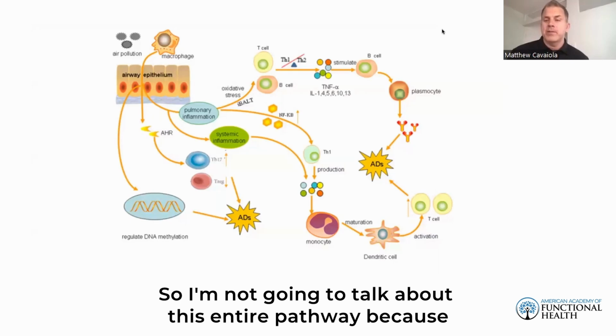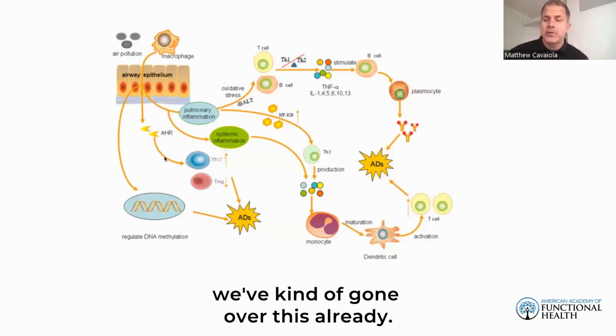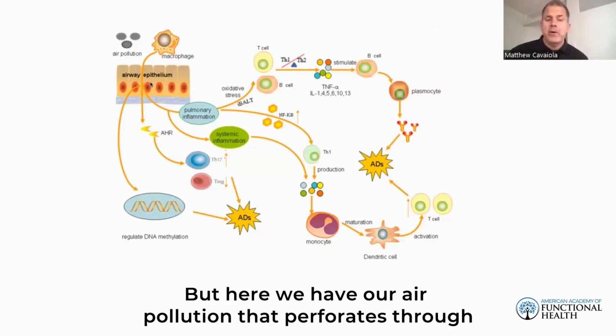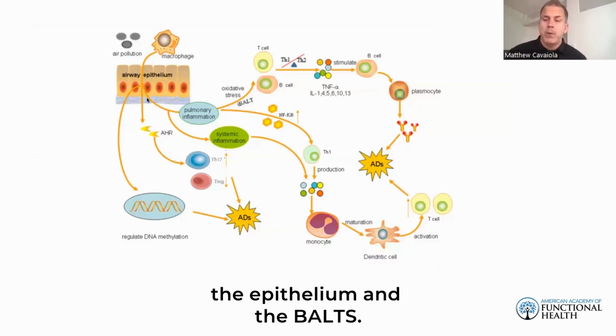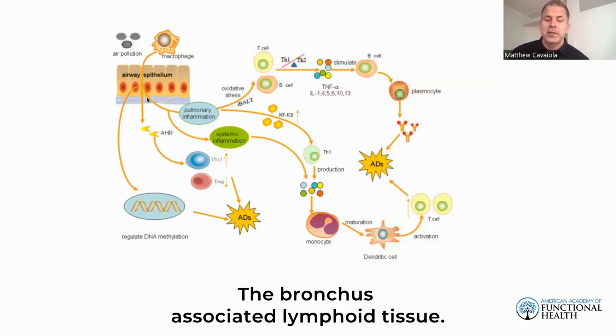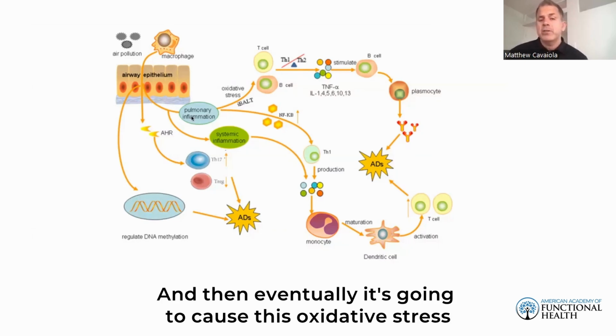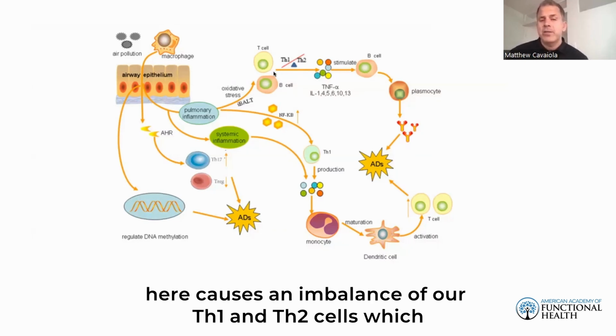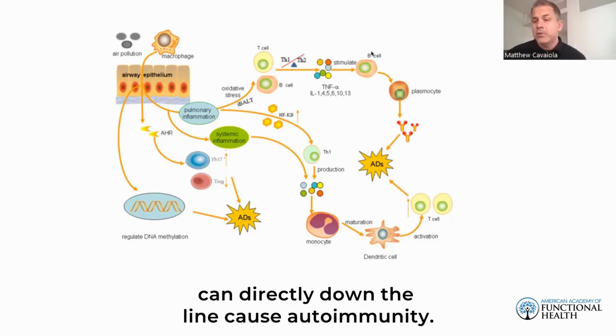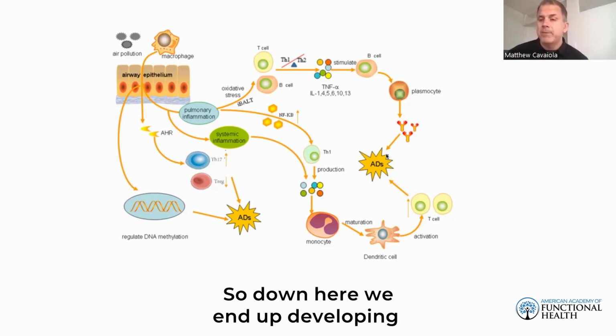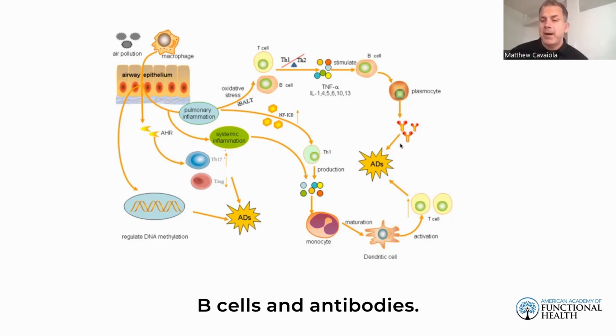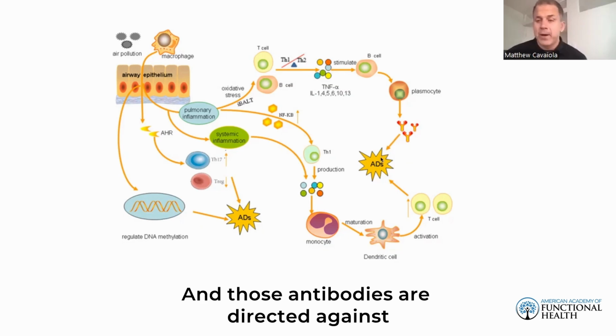So I'm not going to talk about this entire pathway because we've kind of gone over this already. But here we have our air pollution that perforates through the epithelium and the BALT, right? The bronchus-associated lymphoid tissue. And then eventually it's going to cause this oxidative stress here, causes an imbalance of our Th1 and Th2 cells, which can directly down the line cause autoimmunity, right? So down here, we end up developing B cells and antibodies, and those antibodies are directly against our own tissue.